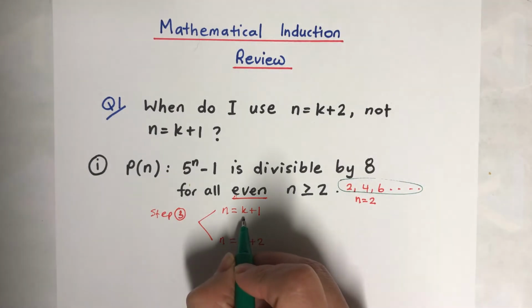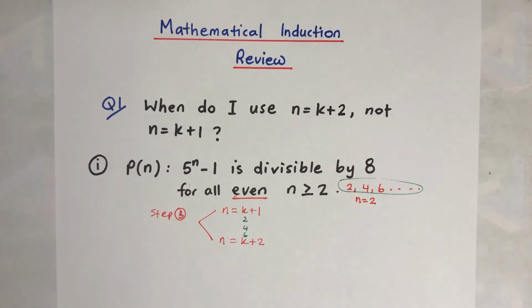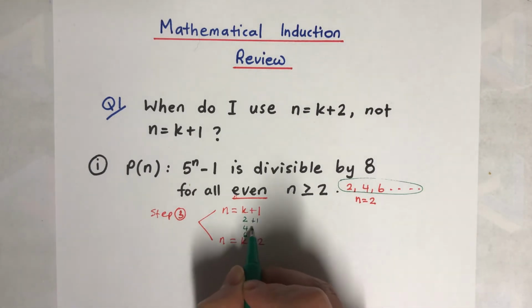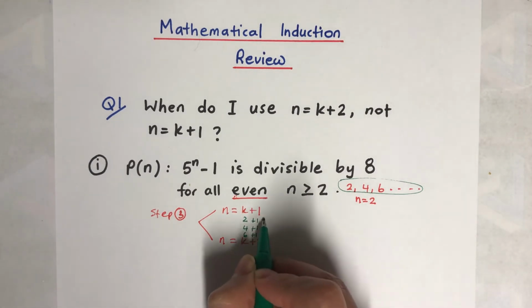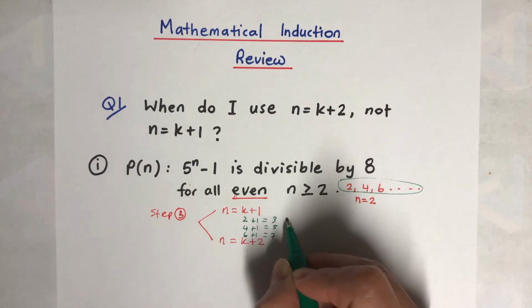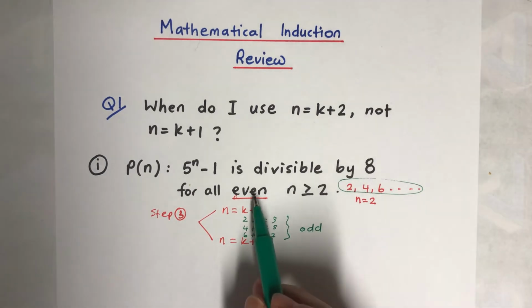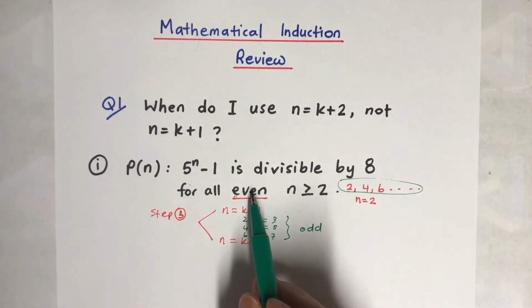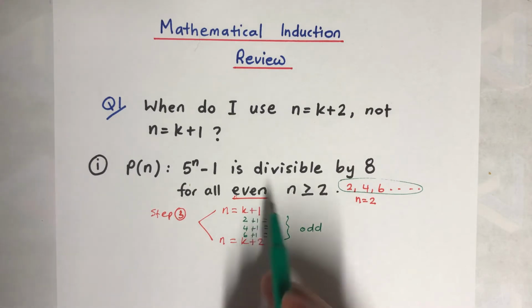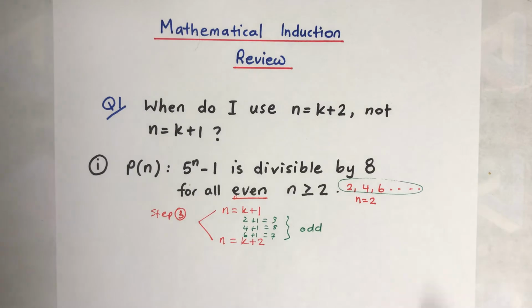So these are my n and k's, yeah? I will put 2, 4, 6, something like that, plus 1, plus 1, plus 1. What do I get? I get 3, 5, 7. And all these are odd numbers, yeah? That's not really what we want. We want it to prove all even, okay? So we can't use n equals k plus 1 to prove this because we're not going to get even.